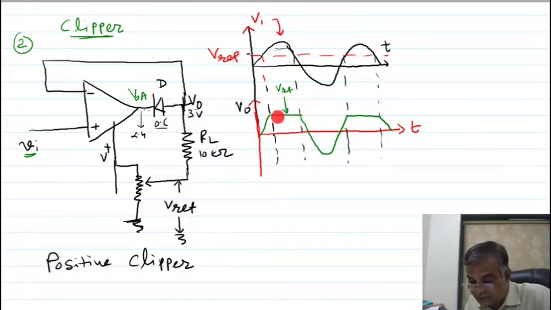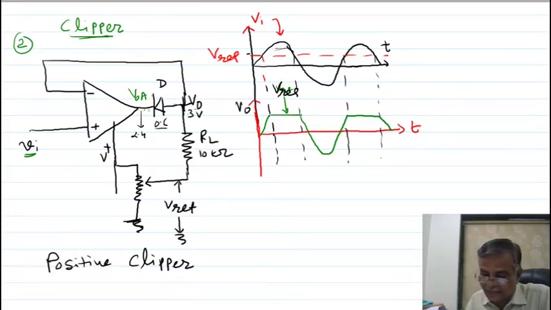So during this time interval, the diode is not in forward bias, it is in reverse bias, so it is open loop operation. You can say this value is nothing but V reference. Again, when the input signal is reduced and becomes less than V reference, current will flow again, and you will get this. So I think you understand the working of the positive clipper when the V reference level is kept positive.